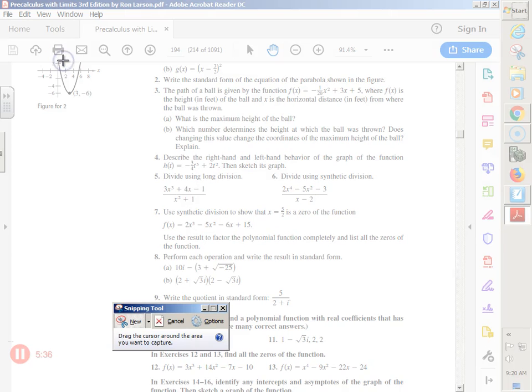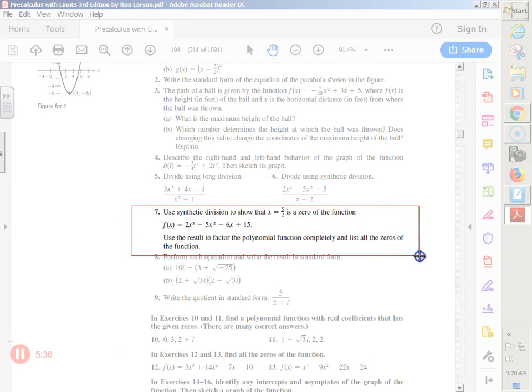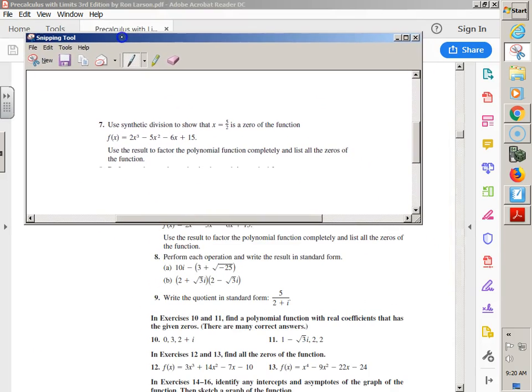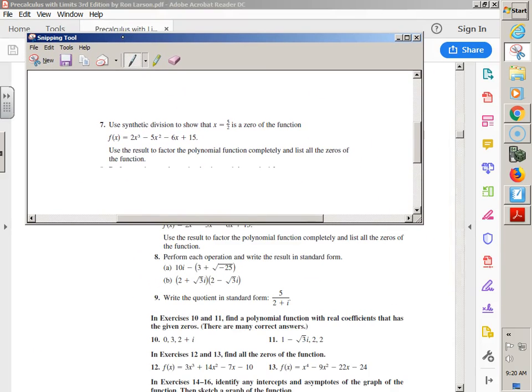Okay, with that, number 7. Use synthetic division to show that... Hey guys, what's another good long answer on the final? A big old nasty polynomial that I say to factor completely.